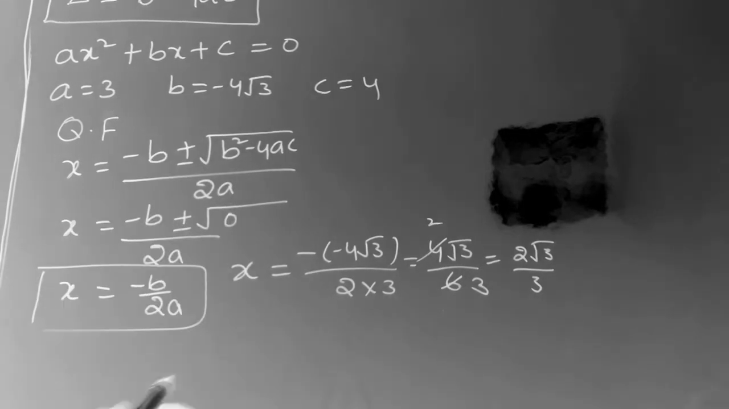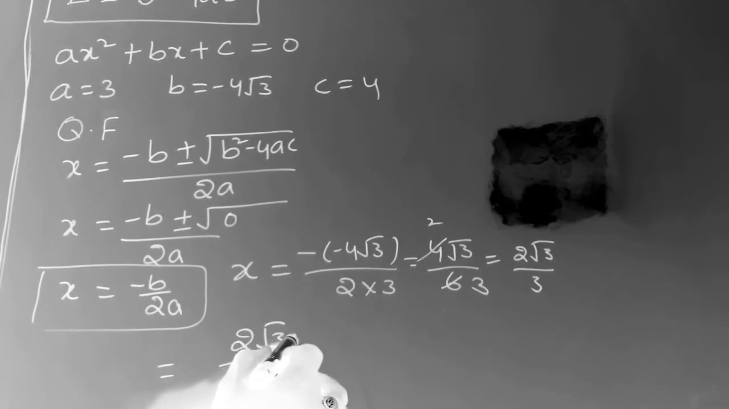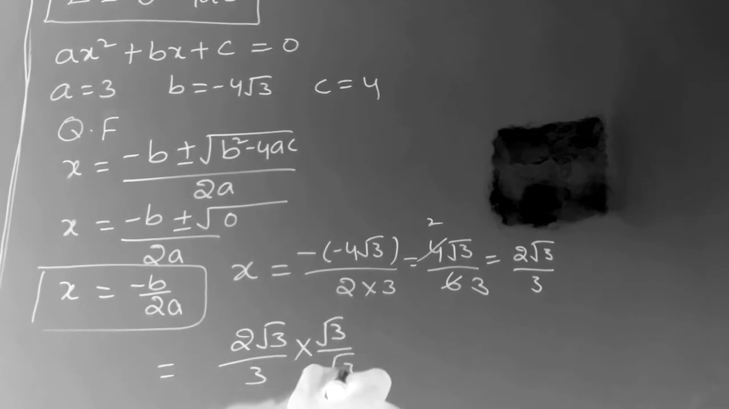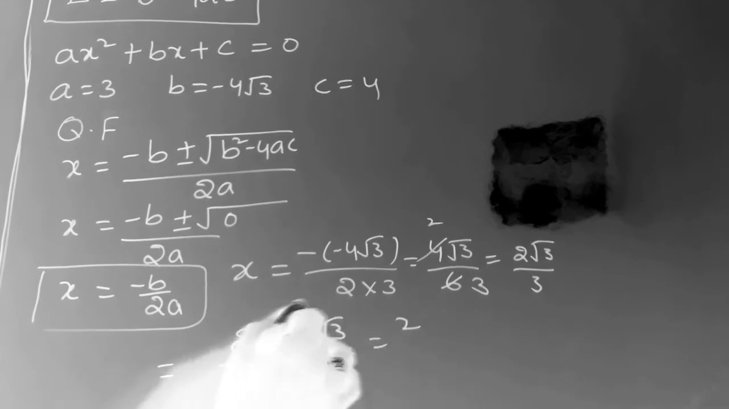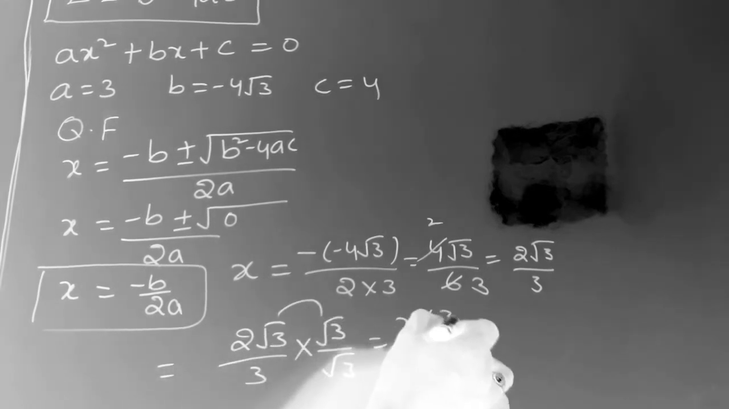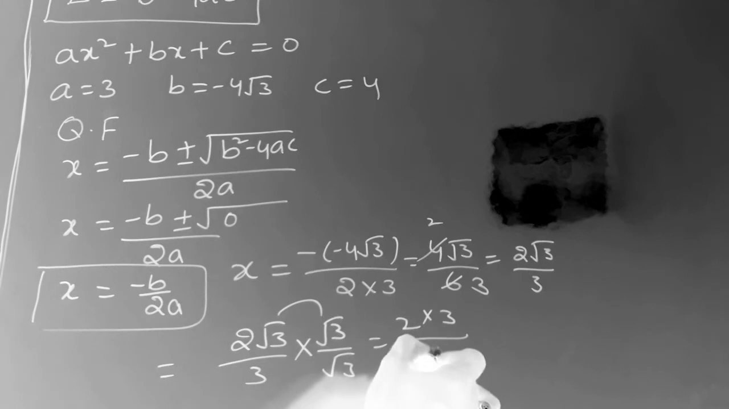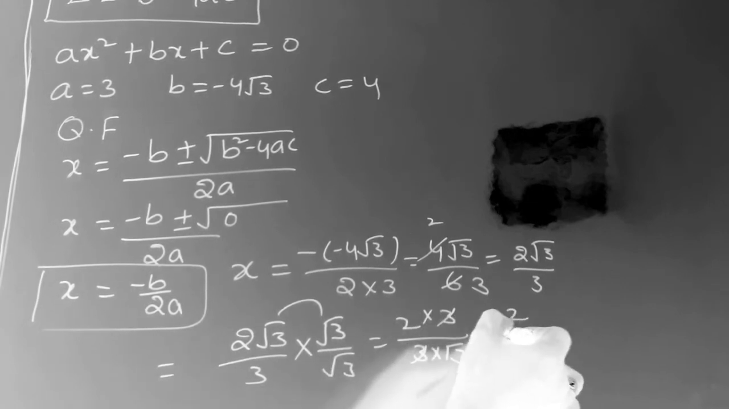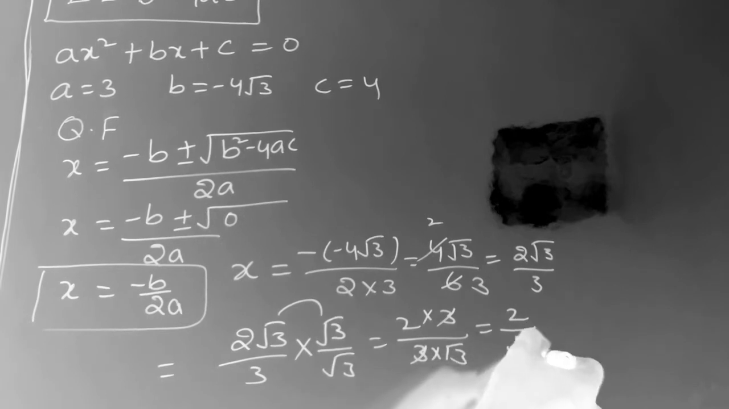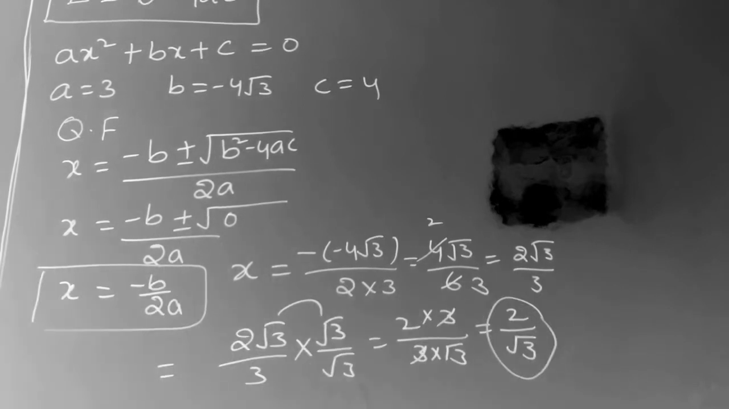So you can simplify there. 2 times root 3 by 3. To cut this 3 here, we are rationalizing the numerator. Multiply and divide with root 3. 2 times root 3 into root 3 is nothing but 3 by 3 times root 3. 3 3 gets cancelled. 2 by root 3. Therefore the two equal roots are nothing but 2 by root 3 comma 2 by root 3.